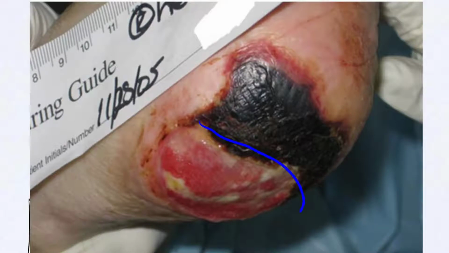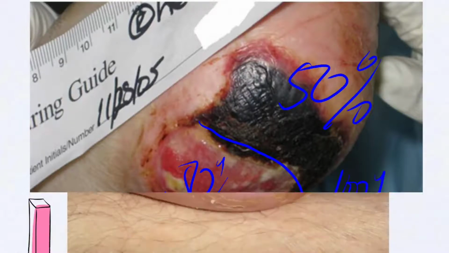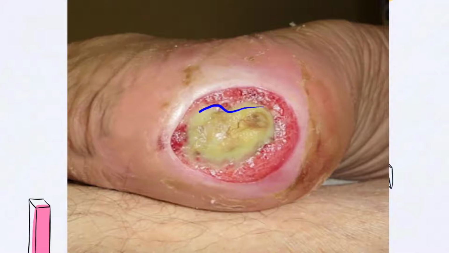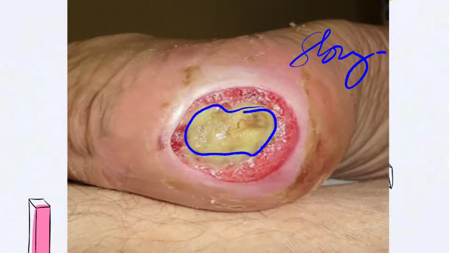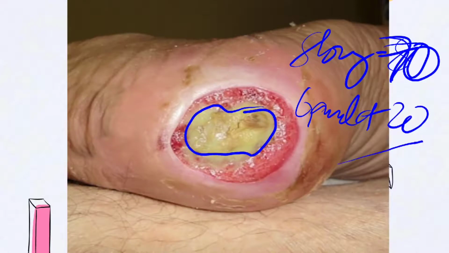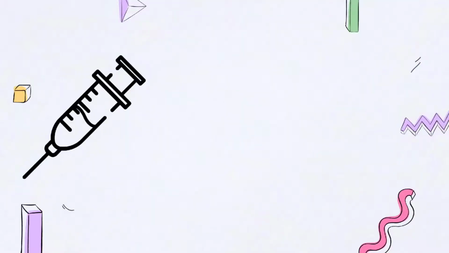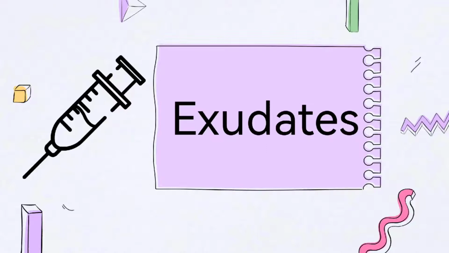For example, this one, almost perfect in half. So I'm going to give a score of 50 plus 50. So I have a total now of 100%. Now for this one, this is yellowish again. This is slough. So I will give it, how much? I will give it 70% slough, and then I have a granulation, 30% granulation. So I have a total of 100%. Now this is based on your clinical judgment. So that's how we are going to calculate for your wound types.